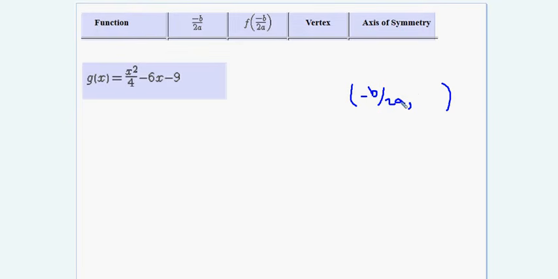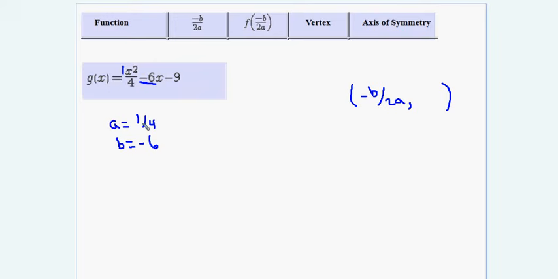Before I can do negative b over 2a, I first have to identify the values of a and b. A, by definition, is always the coefficient on the x squared term. So here's my x squared term. Its coefficient would be 1/4. The b is defined to be the coefficient on the x term, including the sign. So the coefficient on x is -6.